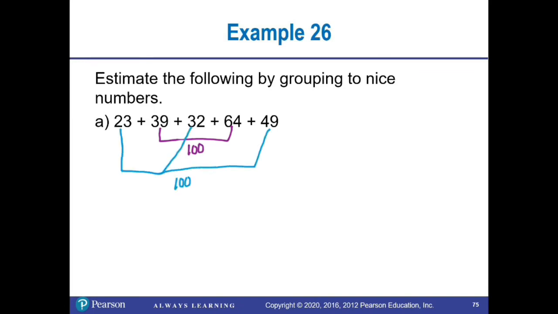23 plus 32 plus 49, well, those are all approximately 100 as well. 23 plus 32, that's about 50. 49 is about 50, and 50 plus 50 is about 100. So 100 plus 100 gives us approximately 200.